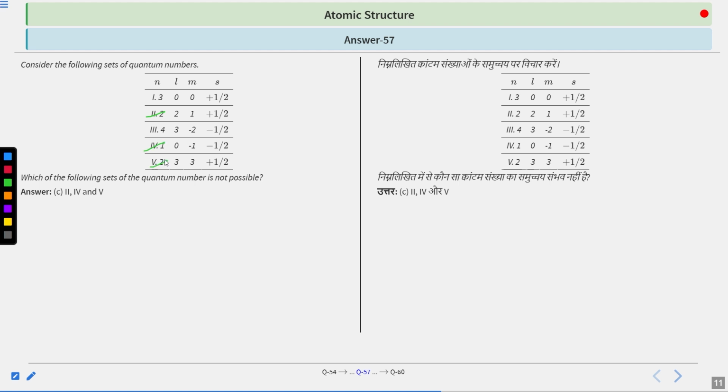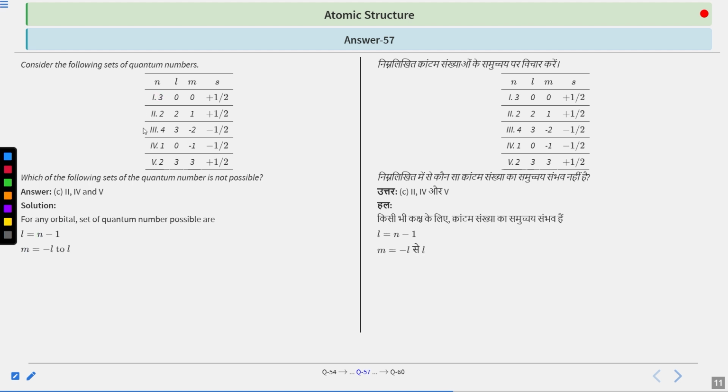So let us see how. For any orbital, what is the allowed l value? It goes from 0 to n minus 1, so n values of l are possible. Suppose the n value is 3, then l will go 0, 1, 2. These three values are possible.